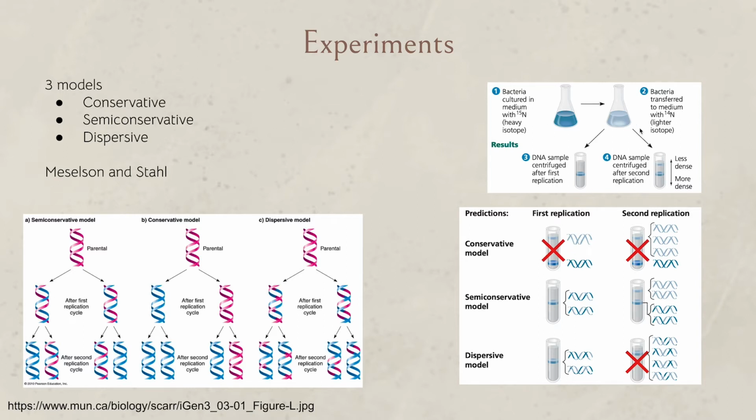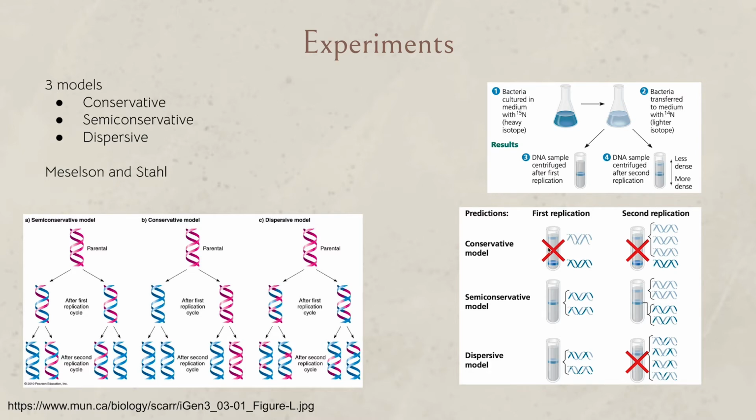And then they transferred the bacteria to a medium with lighter nitrogen, which is nitrogen 14. And then what they did was they centrifuged the DNA after the bacteria made their first replication with the lighter nitrogen. And then they centrifuged it again after the second replication.